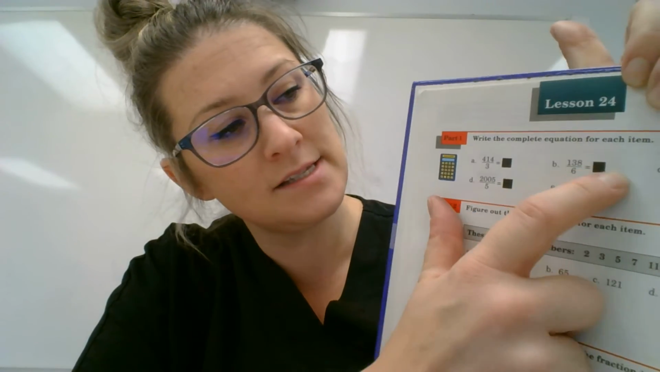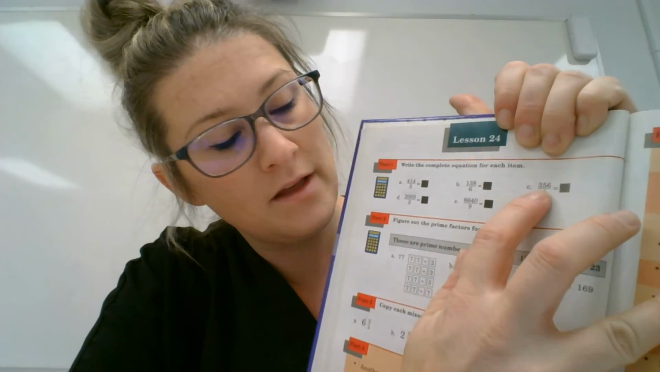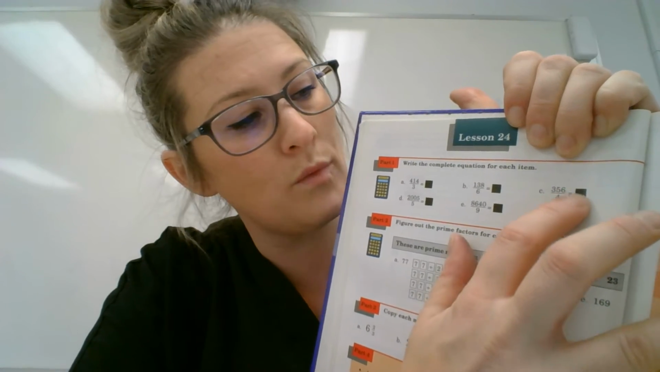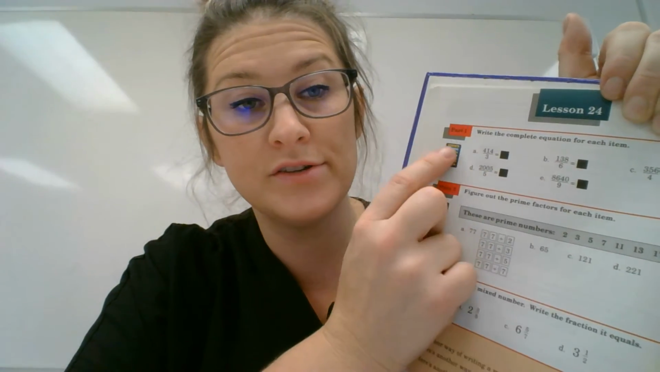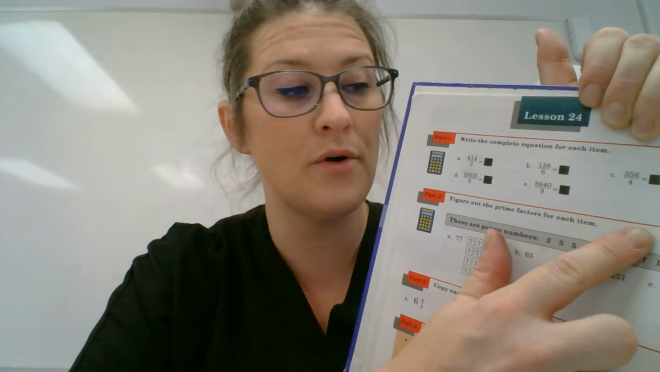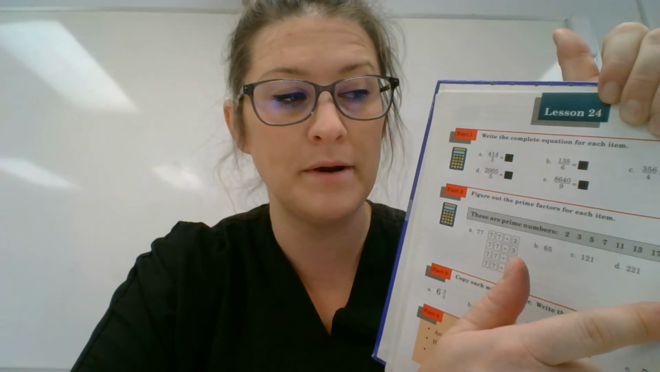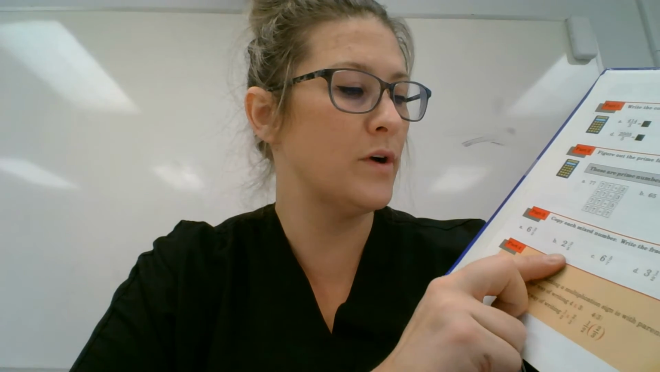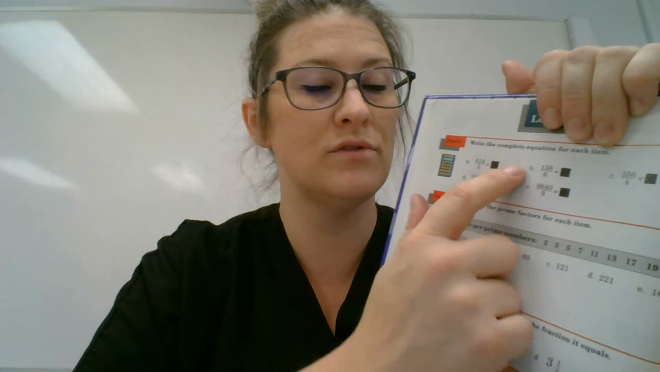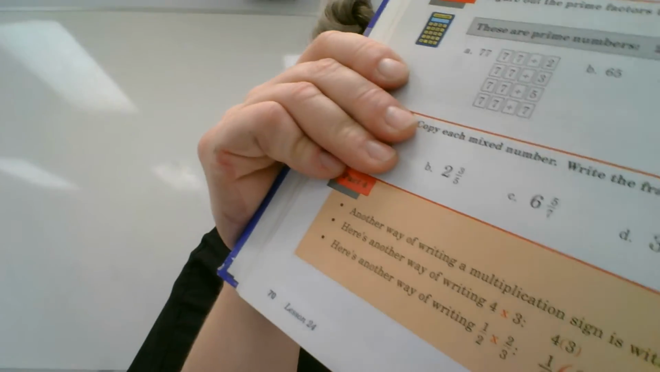138 divided by 6. What's the answer? 356 divided by 4. What's the answer? These are easy and you're using your calculator, so I want you to go ahead and do those on your own. We're going to go ahead and skip part 2 because it is very confusing, prime numbers. But we're going to go ahead and go to part 3 when you're ready. So if you need to go ahead and finish these, you may pause and then come back. We'll start part 3.